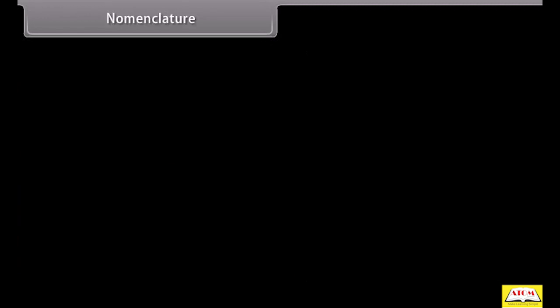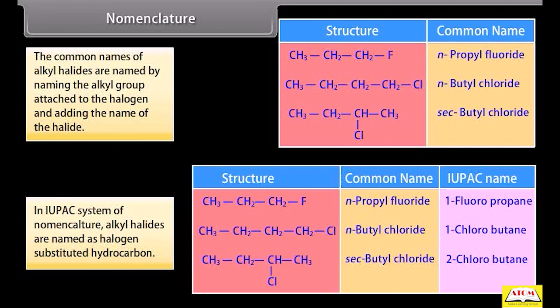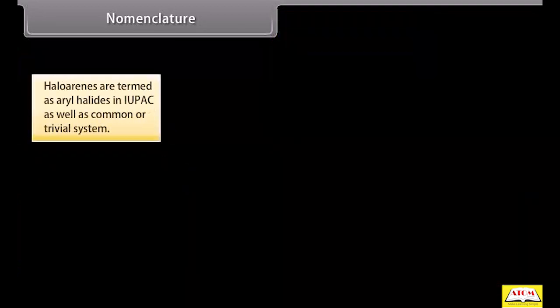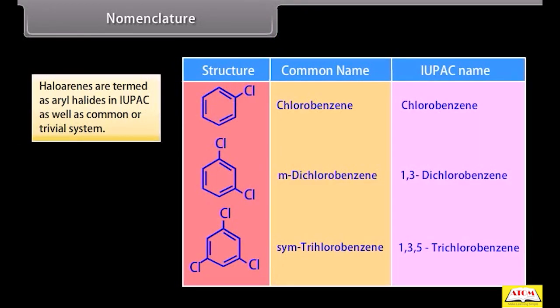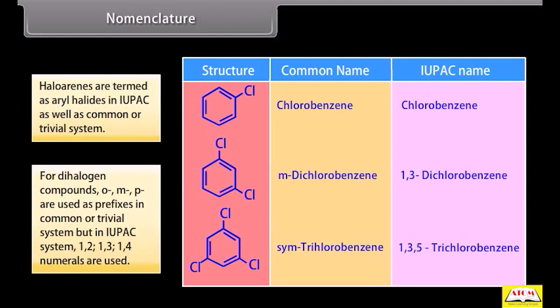Nomenclature. The common names of alkyl halides are named by naming the alkyl group attached to the halogen and adding the name of the halide. In the IUPAC system of nomenclature, alkyl halides are named as halogen-substituted hydrocarbons. Haloarenes are termed as aryl halides in IUPAC as well as common or trivial system. For dihalogen compounds, ortho, meta, para are used as prefixes in common or trivial system, but in IUPAC system, 1,2, 1,3 and 1,4 numerals are used.